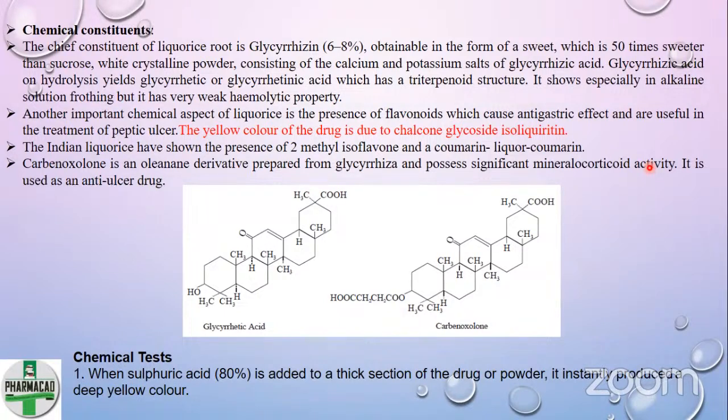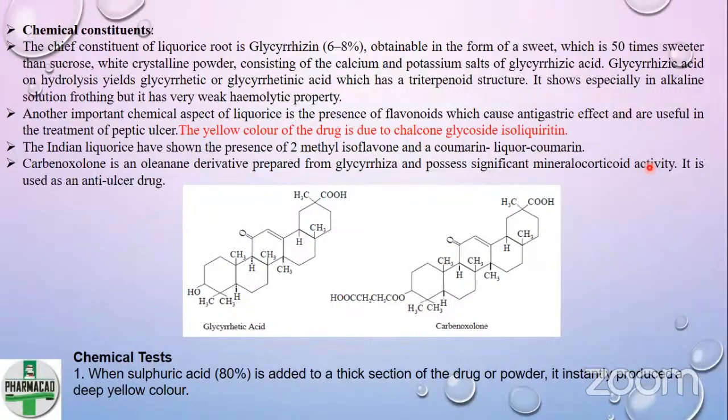Okay, so how many properties there are! Each constituent has a different one. Flavonoids are present, which are used in treatment of ulcer. Then glycyrrhizinic acid will act as a sweetener, and carbenoxolone, an oleanane derivative, will possess mineralocorticoid activity. So there are many constituents and many uses. You have to write this down: each constituent has a different activity in the case of licorice.